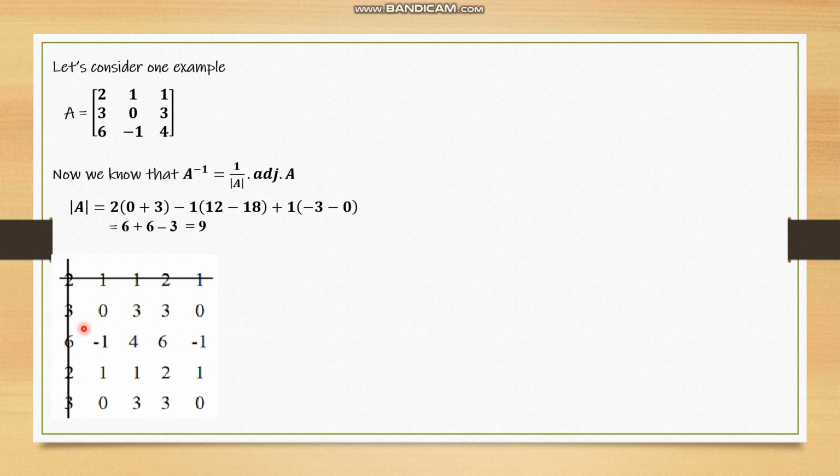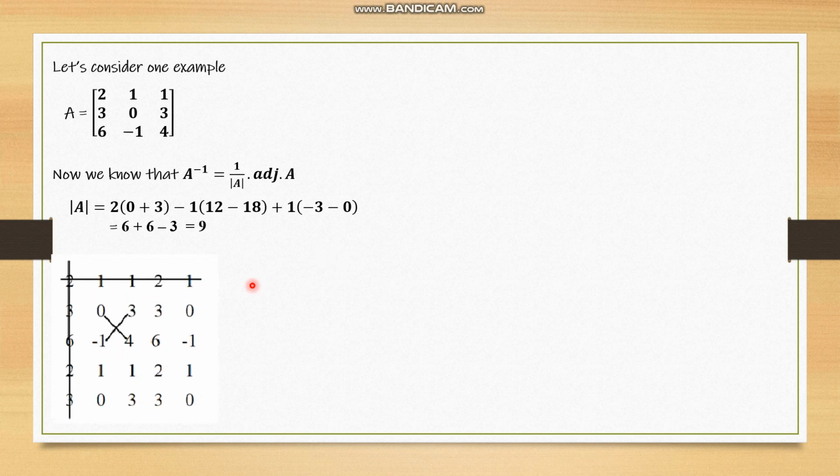So first we will start with these 4 elements. They are 0, 3, minus 1, 4. We have to multiply it like this: 0 into 4 minus 1 into 3. Then you get the answer as minus 3. So that will be the first element of the adjoint of A.